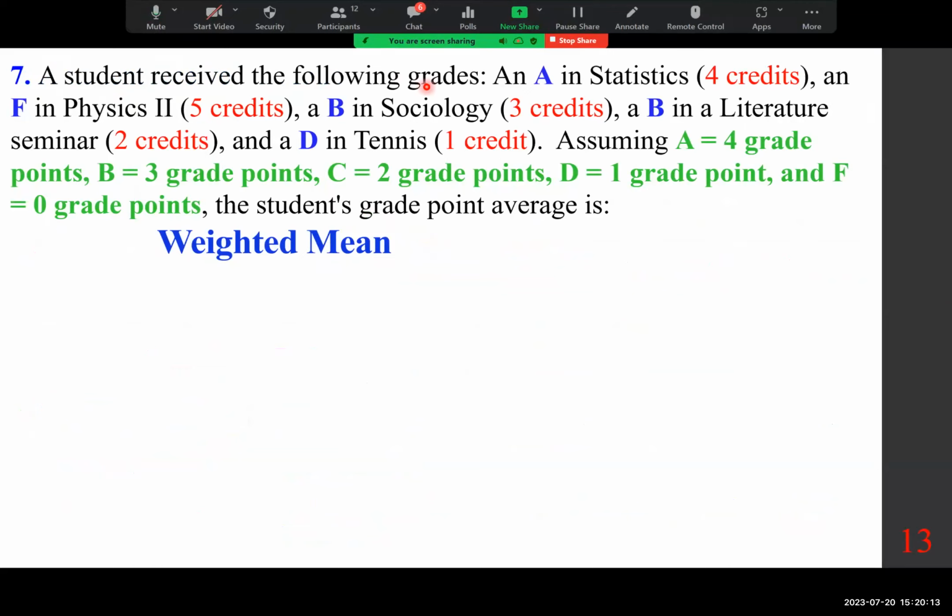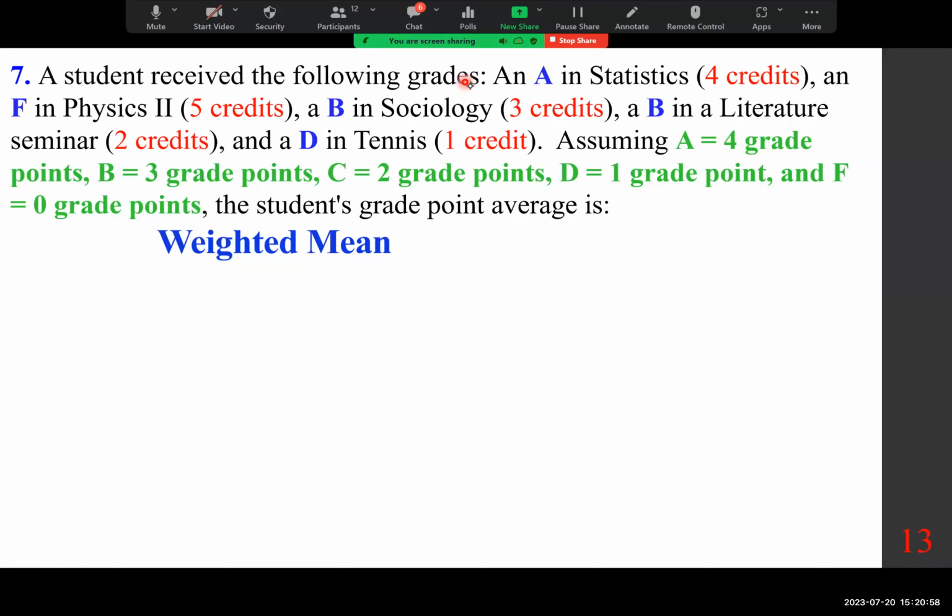A student received the following grades. Anybody wants to read this for us? A student received the following grades: an A in statistics, 4 credits, an F in physics 2, 5 credits, a B in sociology, 3 credits, a B in literature and a literature seminar, 2 credits, and a D in tennis, 1 credit. Assuming A equals 4 grade points, B equals 3 grade points, C equals 2 grade points, D equals 1 grade point, and F equals 0 grade points, the student's grade point average is.